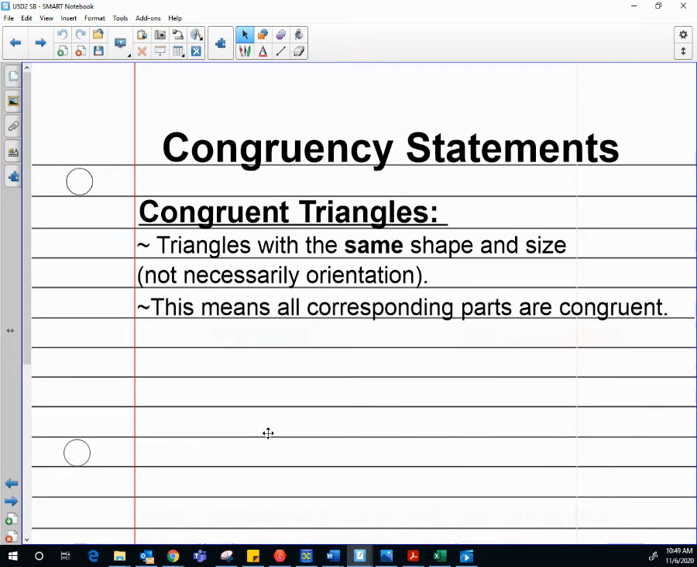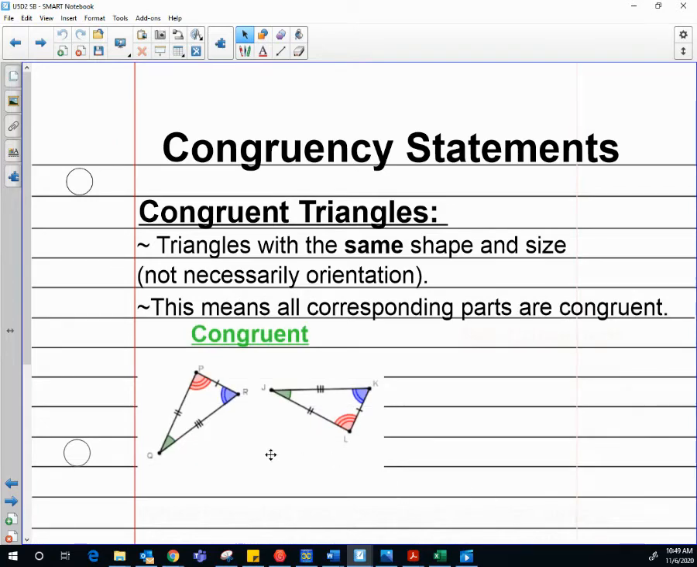Because they're the exact same shape and same size, it means that all the corresponding parts are congruent. So the pieces that match with each triangle will be congruent to each other. For example, here we have two congruent triangles, triangle PQR and triangle LJK. We can see that the corresponding pieces, like angle P and angle L, will be corresponding angles because they have the same measurement. And angle R and angle K would be corresponding angles because they have the same measurement. We know that because of how they're marked.